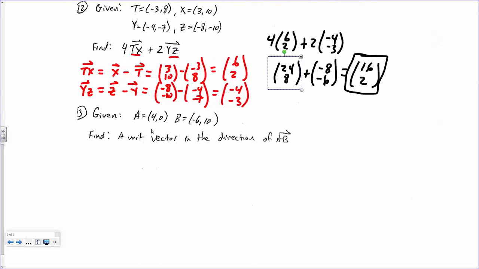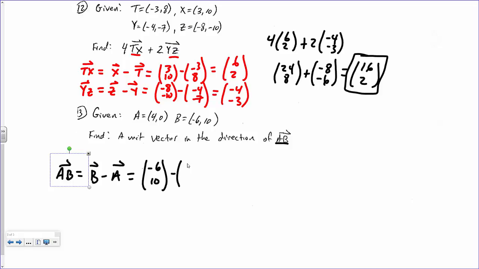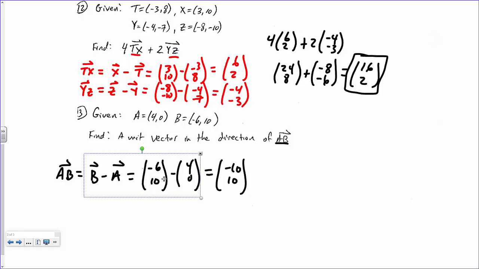Okay, so number 13, given the coordinates A and B, find a unit vector in the direction of AB. That's not a problem. So I'm going to say, okay, I need to find the vector AB first, before I do anything else. So I say the vector AB will be given by the endpoint B minus the position vector A. So it's like saying negative 6, 10 minus 4, 0. This will give me negative 10, and 10 minus 0 is 10. So this is actually the vector AB.